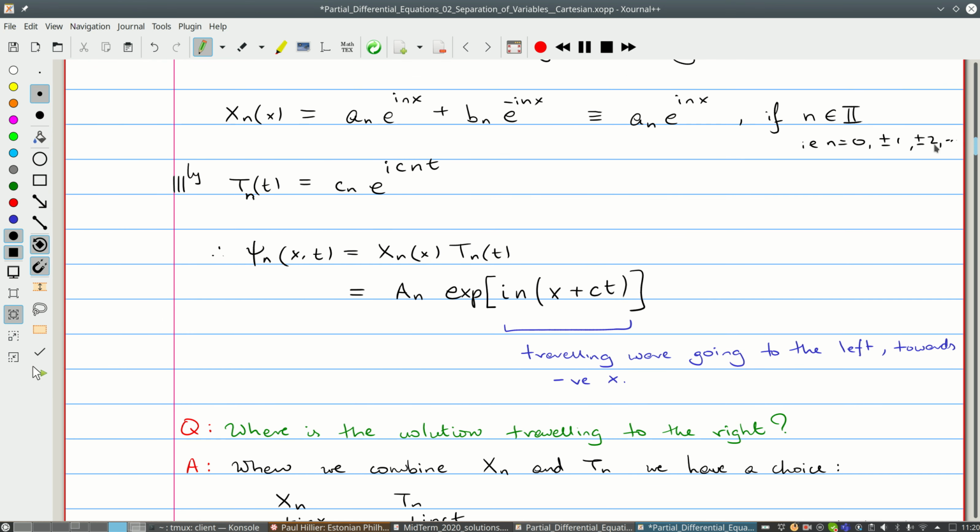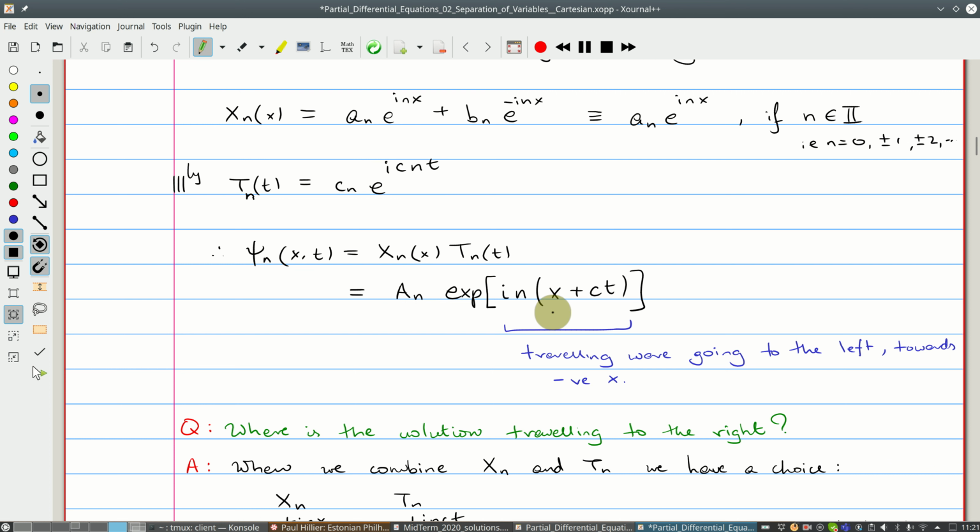So our general solutions then would be of the form psi_n, where n indexes the solutions, is equal to x_n times t_n, and we get this thing here where I've taken these two constants, little a_n and little c_n, and called them capital A_n. And I combined these two exponentials to give us the exponential of i n (x plus ct).